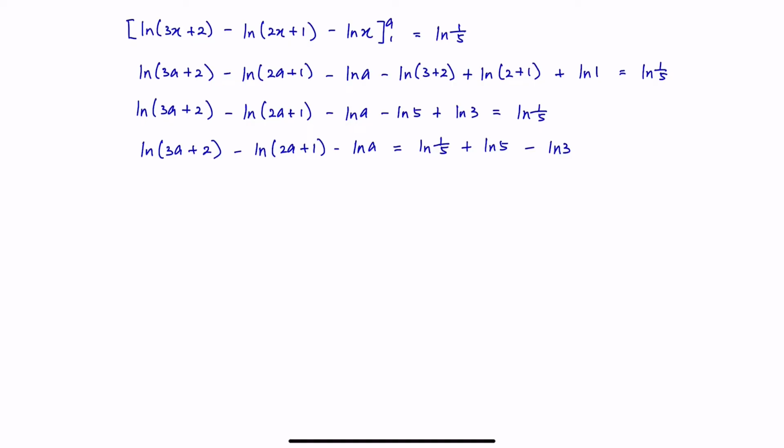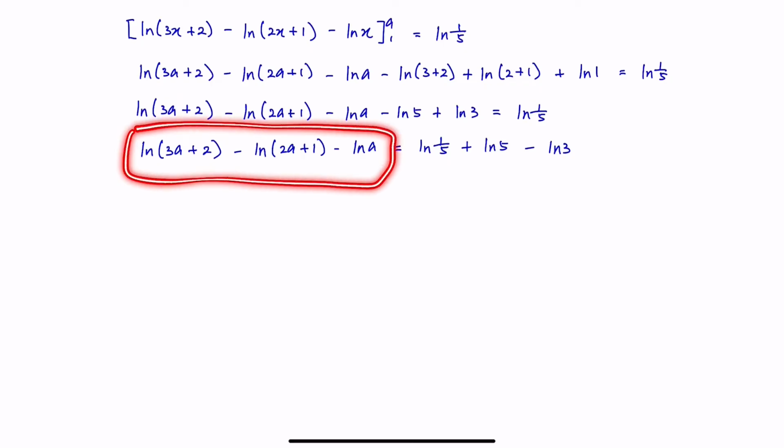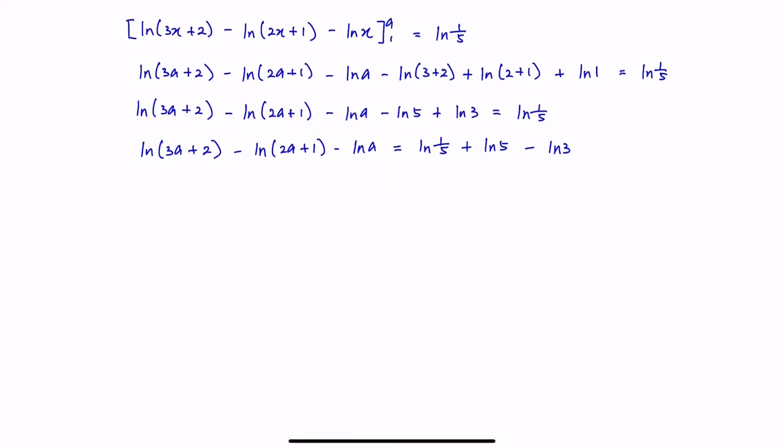And we know that we can actually group them into one ln, right? So we have this minus this, which means we have ln((3a+2)/(2a+1)), because of this minus, right? And for ln a is also a minus, so it's also being divided. So this is what we will get on the left side.